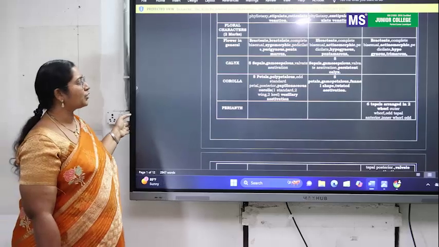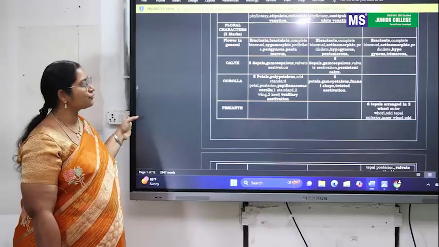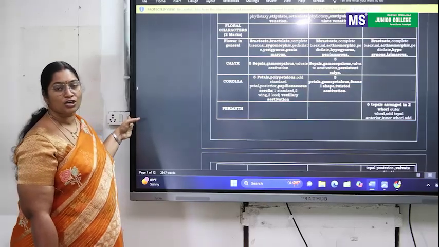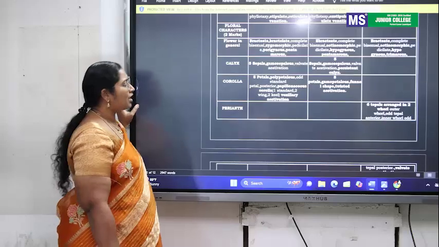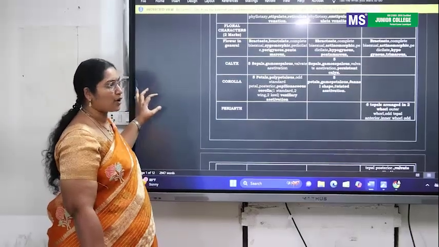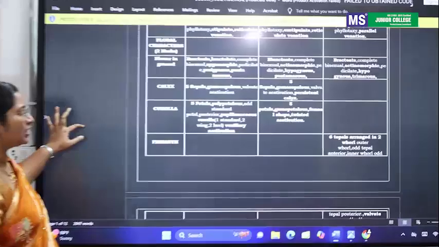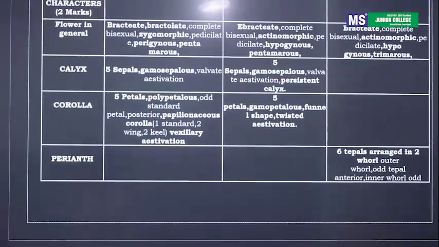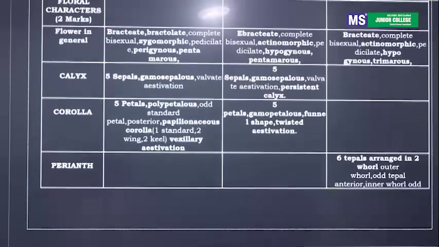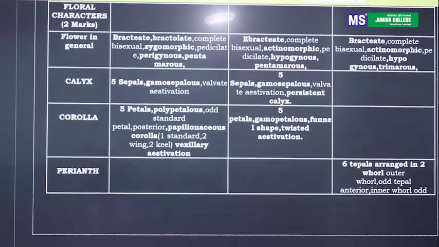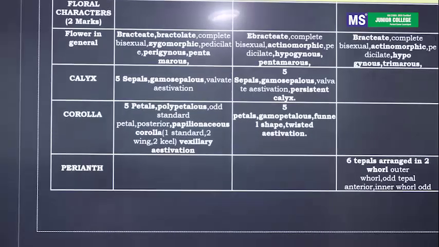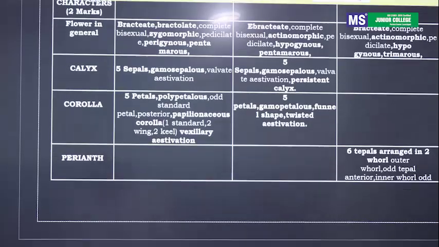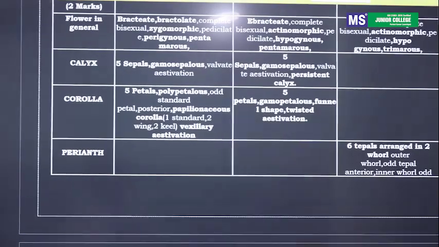If you are observing the corolla in these 2 members, first in Fabaceae, 5 petals are there, those are not fused, and they form a papilionaceous corolla: 1 standard petal toward the posterior, 2 lateral wing petals in turn fused with 2 keel petals. This kind of aestivation is called vexillary aestivation, observed in Fabaceae. If it is Solanaceae, petals are fused, gamopetalous, funnel shaped, and twisted aestivation is present.